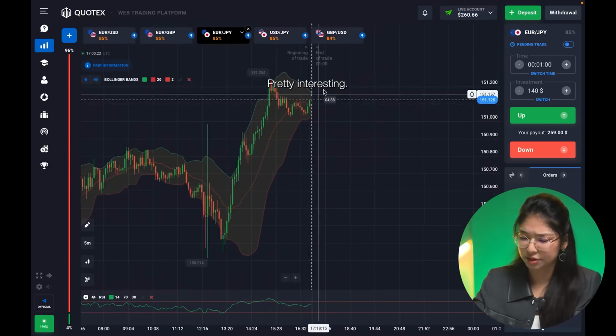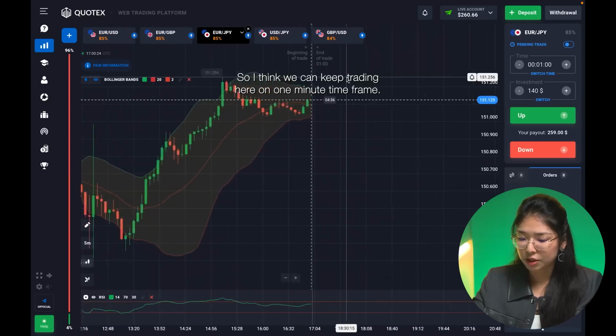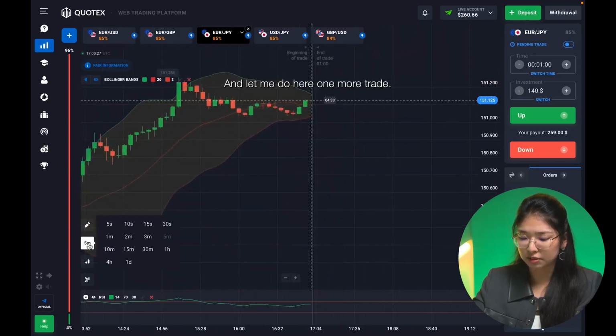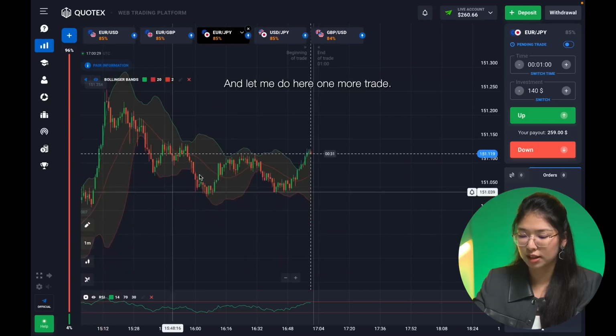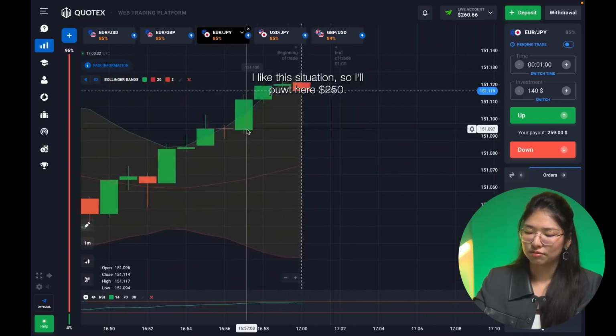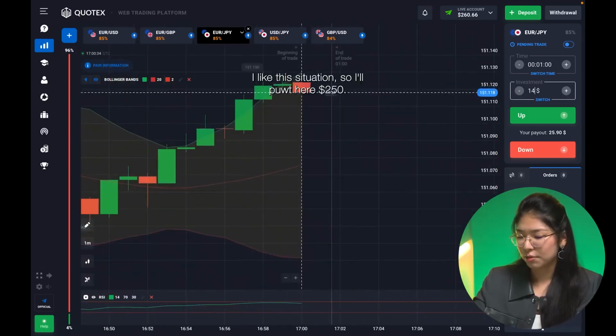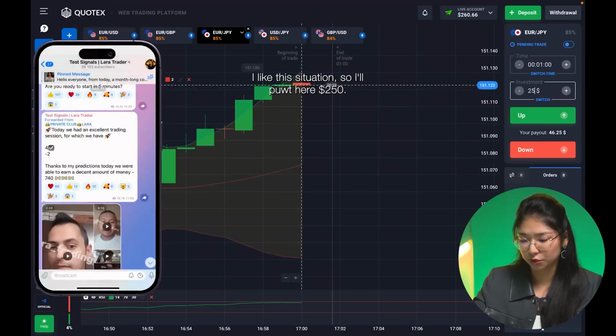So pretty interesting. I think we can keep trading here on the 1 minute time frame, and let me do one more trade here. I like the situation. So I put here $250, I'm sorry.